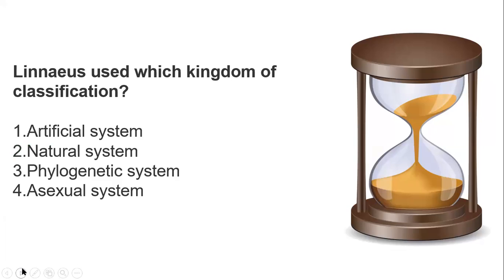Yes, guys, exactly. Artificial system of classification is the one used by Linnaeus. And who made the earliest attempt? That's the first important point of biological classification from your NCERT, right? Who made the earliest attempt of classification on a scientific basis? It is none other than the father of biology, Aristotle, right?